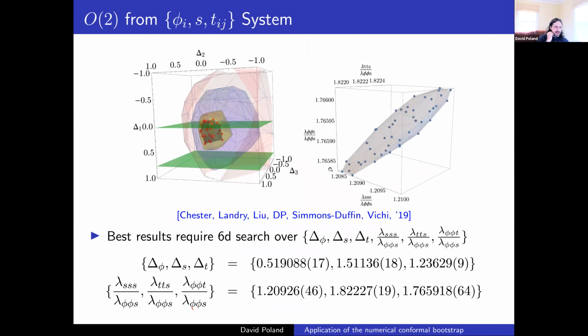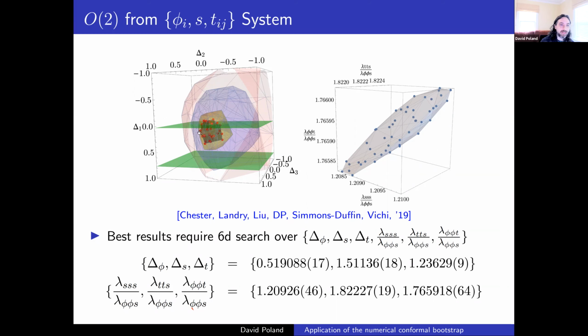As I mentioned, in order to push this O2 island to be as small as possible, it's very helpful to do this OPE scan. We really need to do a six-dimensional search over the three scaling dimensions, delta phi, delta s, and delta t, and the three ratios of OPE coefficients involving all of those external operators. So we're really mapping out a six-dimensional parameter space. That's a challenging thing to do.